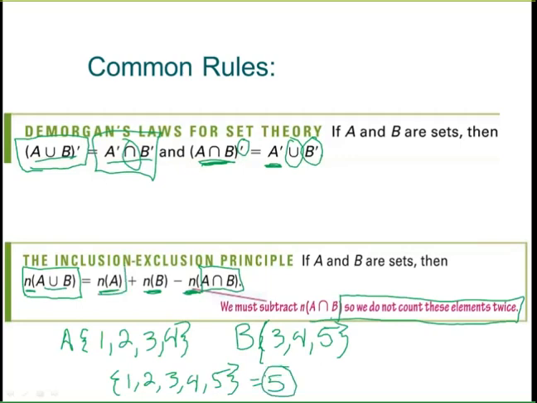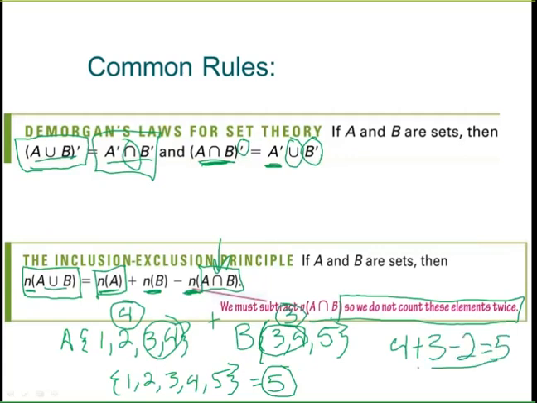So what this is saying is you would take the cardinal number of A, which is 4, add it with the cardinal number of B, which is 3, and then subtract the overlap, the intersection here. The intersection is 3 and 4. So there's an intersection of 2, so the way that goes is you do 4 plus 3 minus 2, and that also gives you 5. So that's what it's saying to do there.